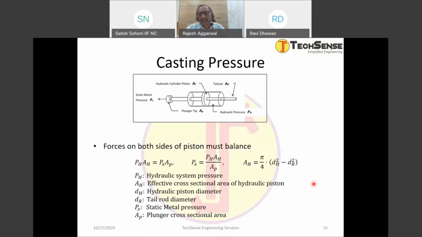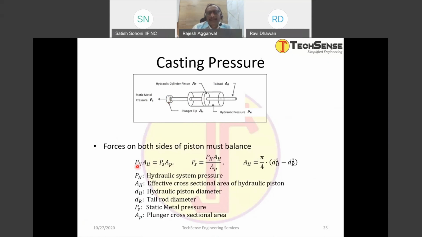Right? Now, there is one more important variable, that is the casting pressure. So what is the casting pressure? You have an injection cylinder on the right side, and the plunger tip on the left side. Correct? The forces on both sides of the piston must be balanced, isn't it? So what we are saying over here is PH AH should be equal to PS AP.